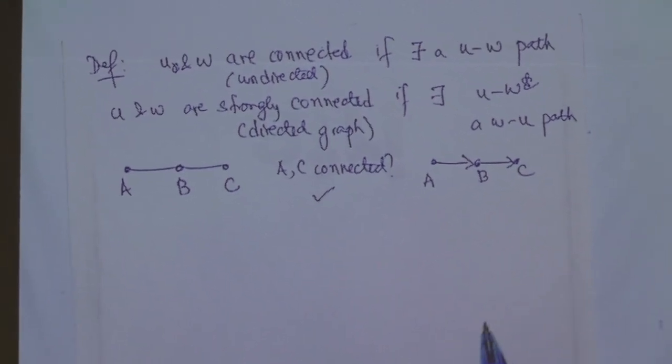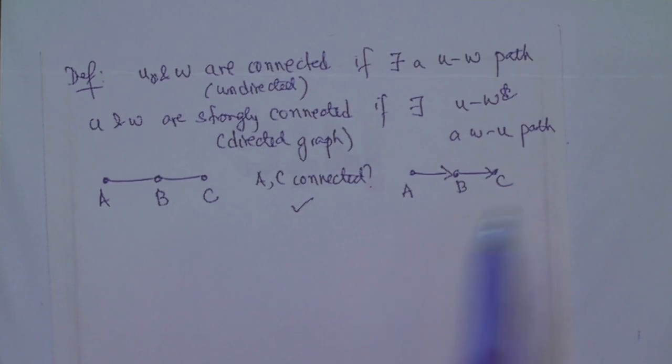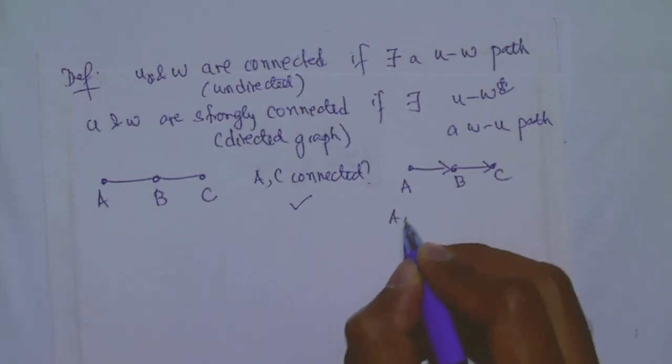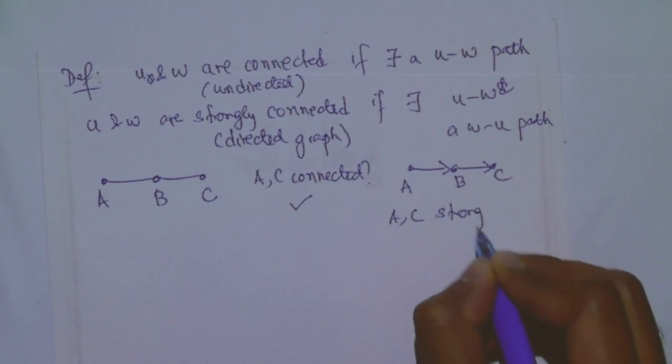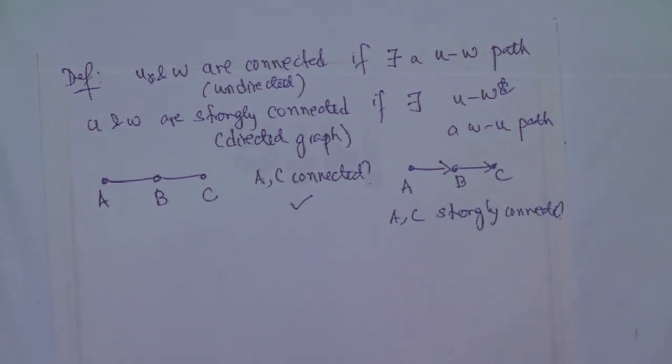So now consider the case where you have a directed graph, edge from A to B and B to C. Are A and C strongly connected? No, because you cannot go from C to A.